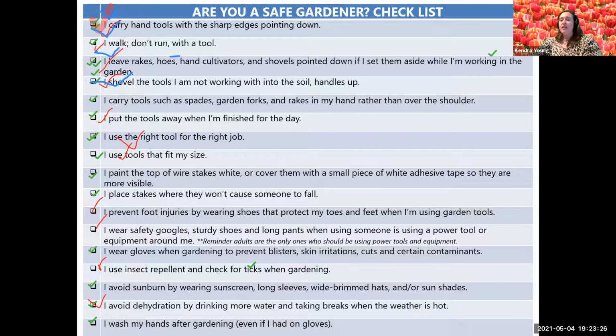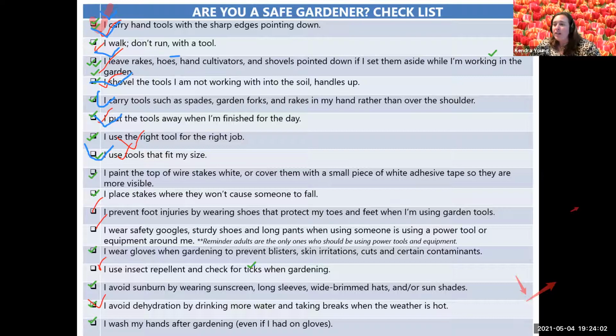I put away all of my tools when I'm finished for the day. I use the right tools for the right job. And I use tools that fit my size. So you don't want something that's too big for you to use. And when you have wires or stakes, you always want to either tie a bright colored ribbon or some type of tape so that you can always make them very visible. And if you have stakes, you want to put those in where somebody is not going to fall.